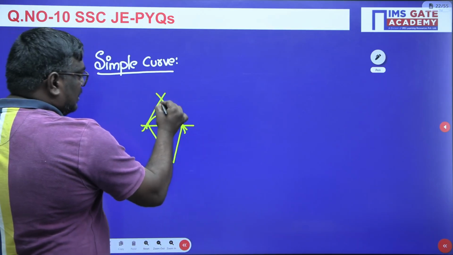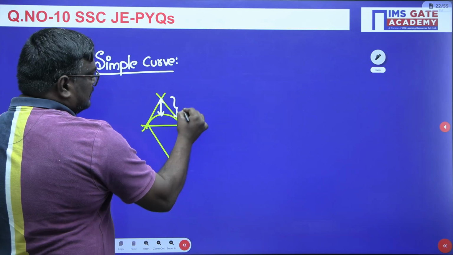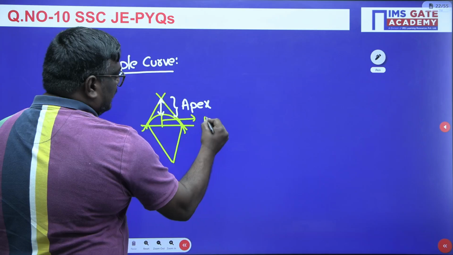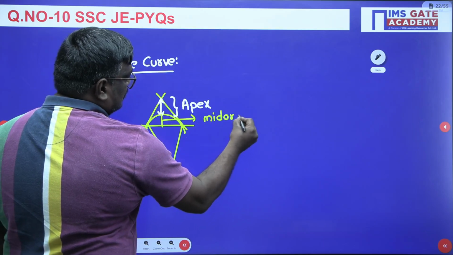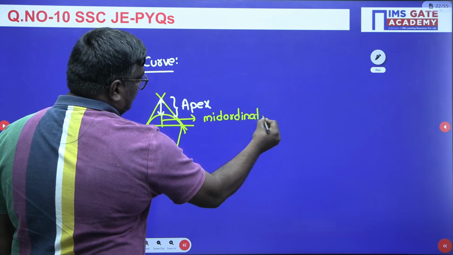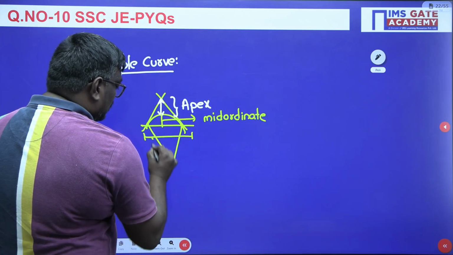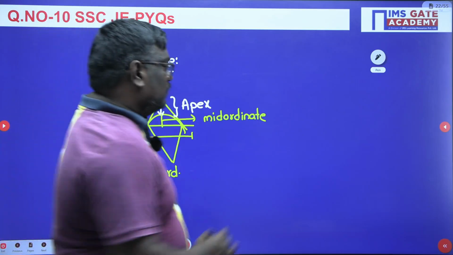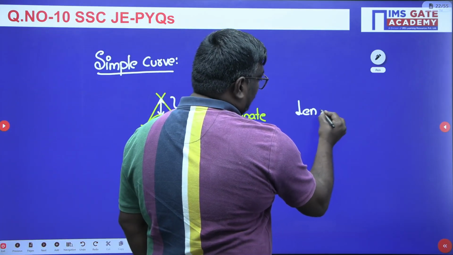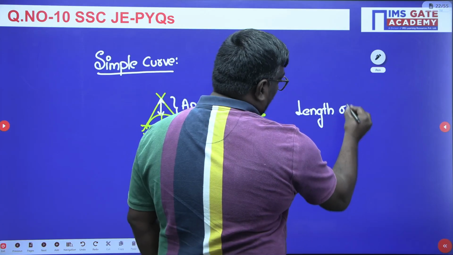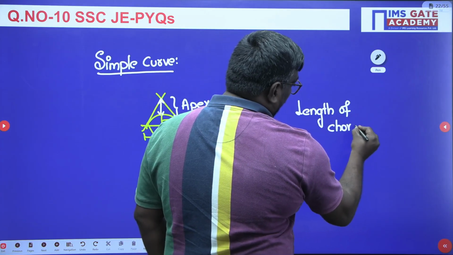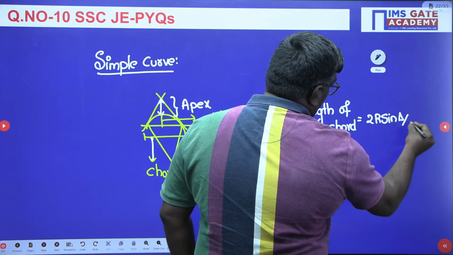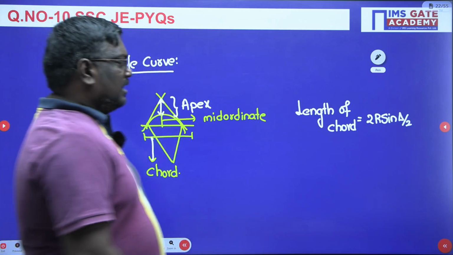Now my dear students, this distance we call the apex distance. And this distance we call the mid-ordinate distance. And this distance we call the chord distance. Now see students, here I would like to tell you some important formulas. Length of chord is equal to 2R sine delta by 2.